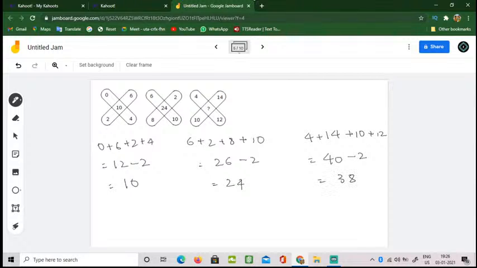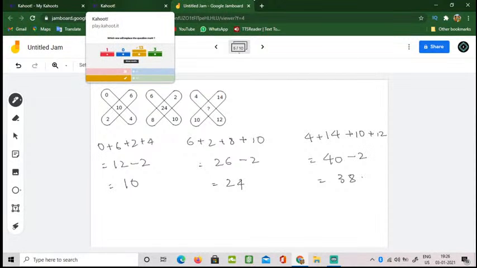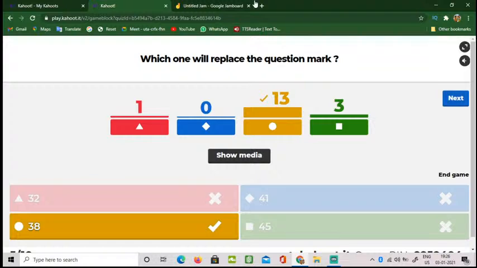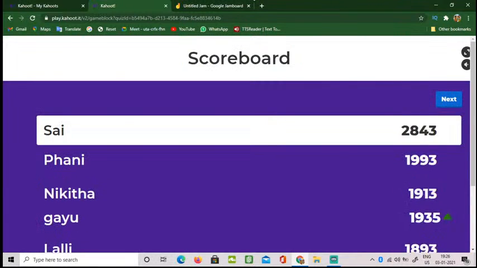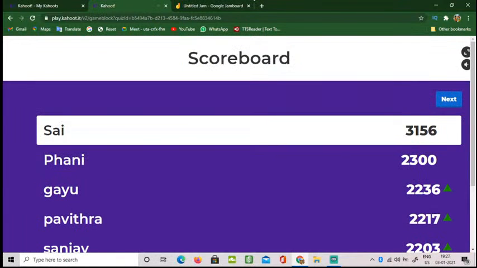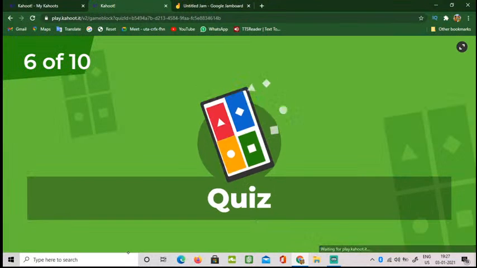Okay, I think you all have got the correct answer. Now let's move on to the next. Okay, in the scoreboard there is no change in the first three positions, and the fourth position goes to Pavitra, and the fifth is Sanjay. That's good. Okay, now let's move on to the next question.